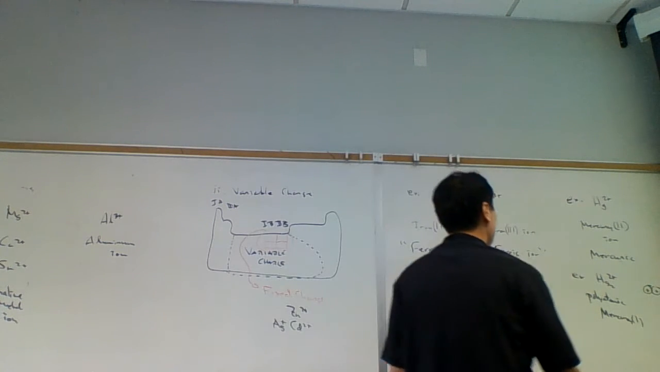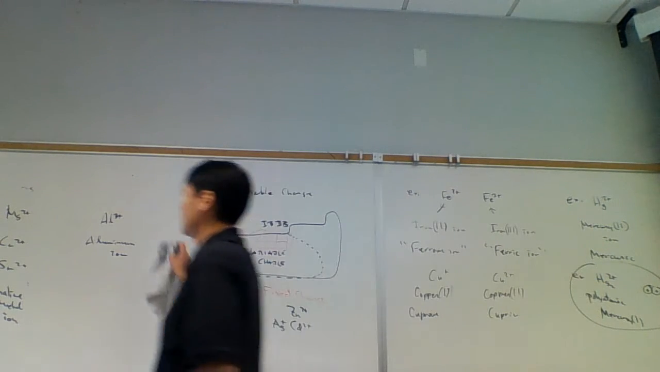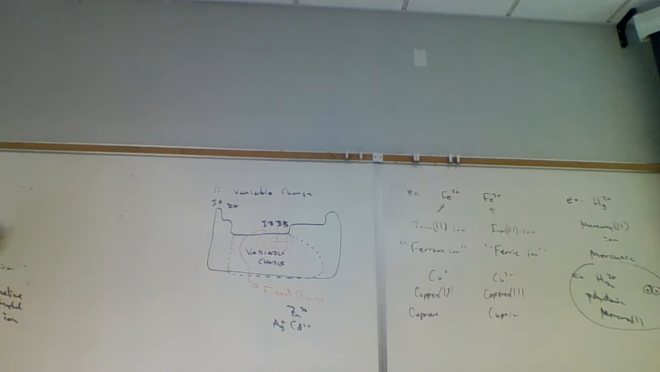Okay, that's polyatomic, so that doesn't really belong here, the monatomic. So let's look at polyatomic cations next. When I look at polyatomic cations, they look like this. So, variable charge, monatomic. Let's see. Polyatomic cation.